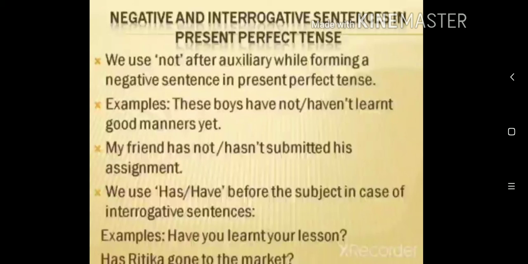We use has or have before the subject in case of interrogative sentences. Examples: have you learnt your lesson? Has Ritika gone to the market? The same has been noticed in these 2 sentences that have is used with you, I and plural noun pronoun. Has is used with singular noun pronoun and it comes before the subject when we form interrogative sentences.